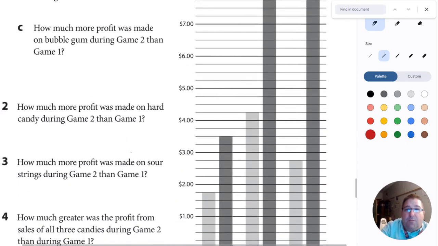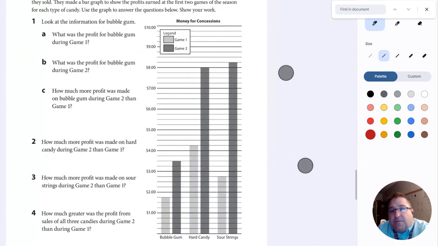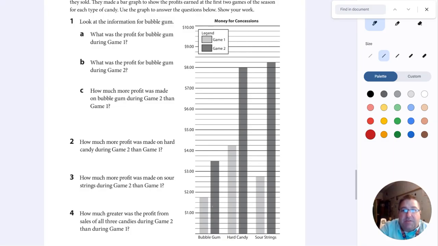So first of all, one observation we can make is look at this chart in general. We have our first game, second game. First game, second game. First game, second game. Can we clearly see, did we sell more candy during one of those games? Did I sell more gum on the first game or the second game? Hard candy, sour strings. Well, we can see the second game is way higher, right, than the first game on these. So maybe we had more people. Maybe it was a bigger game. Cool. So just some general observations.